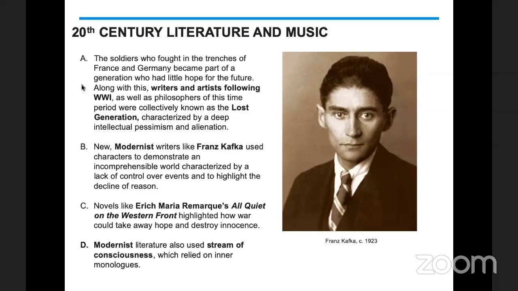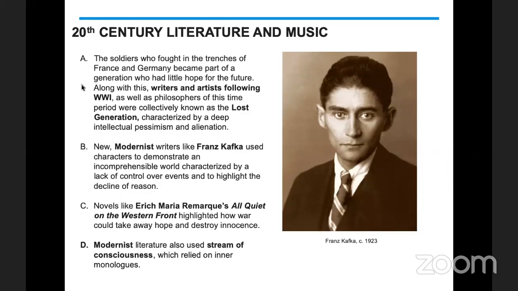And we're definitely not going to get into everything about modernism today, including the art, but we will talk a little bit about the writing. And I know my students all read The Metamorphosis by Kafka, and writers like him are trying to demonstrate the themes in their books about the world being unable to be controlled and understood. They're demonstrating an incomprehensible world characterized by a lack of control over events. And this highlights that same decline of reason that we see in philosophy at the time.